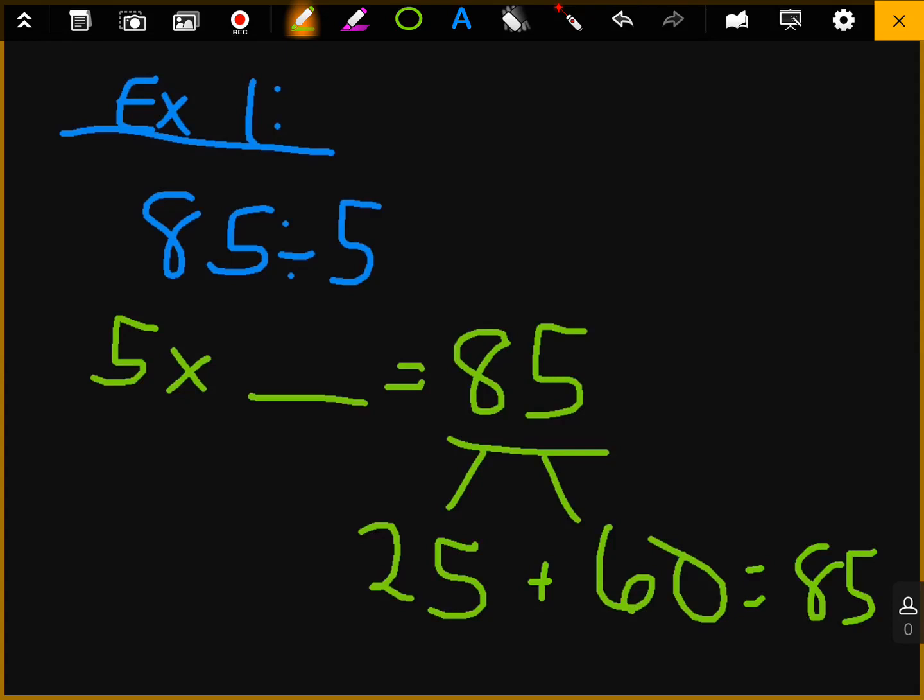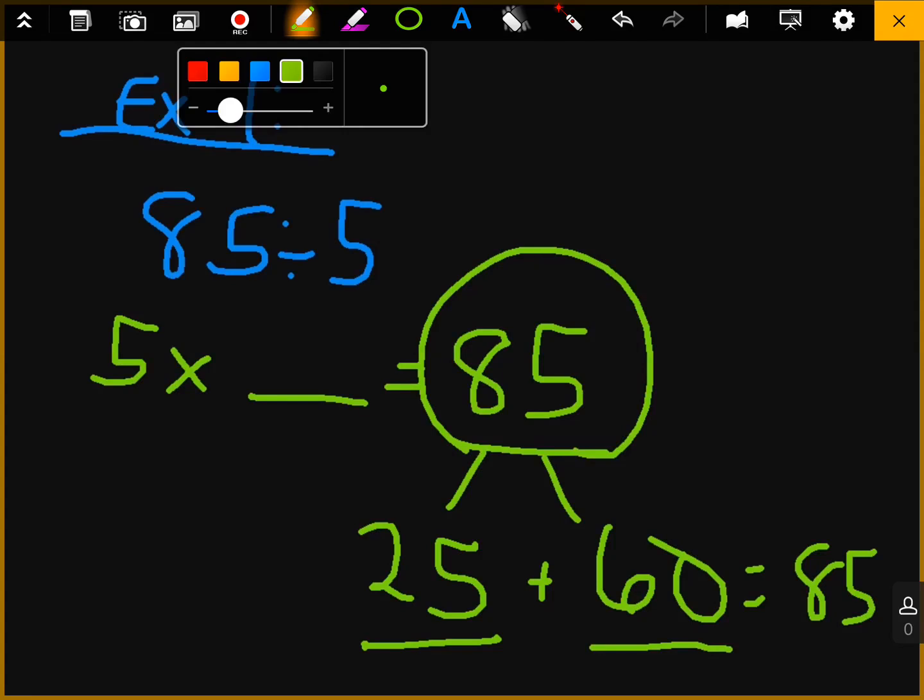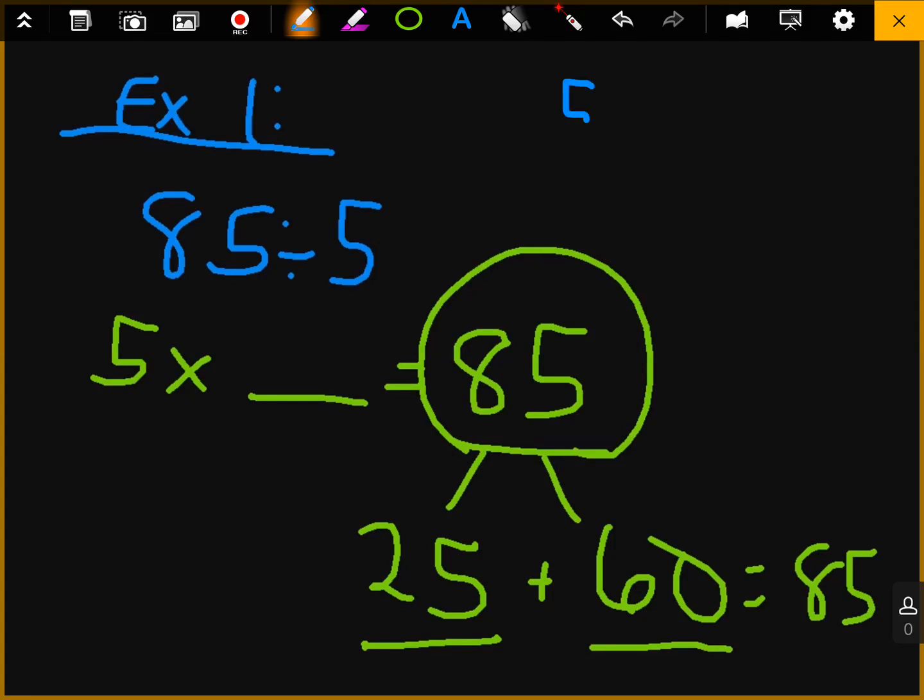So you want to break it down, but the two numbers that you break it down into still need to equal the product. Okay? So, that being said, I know 5 times, oh hang on, let me just write this down. 5 times 5 is 25.